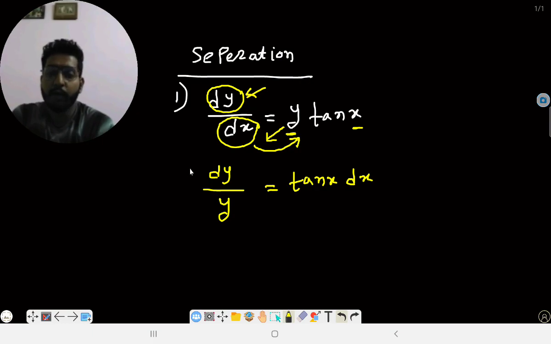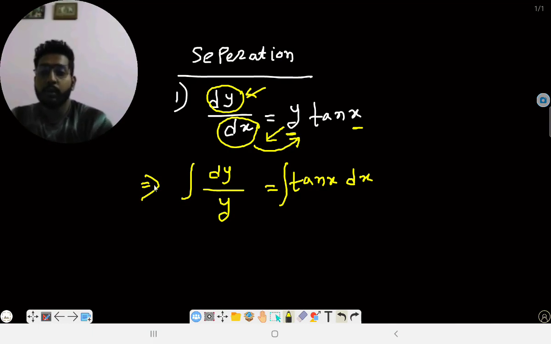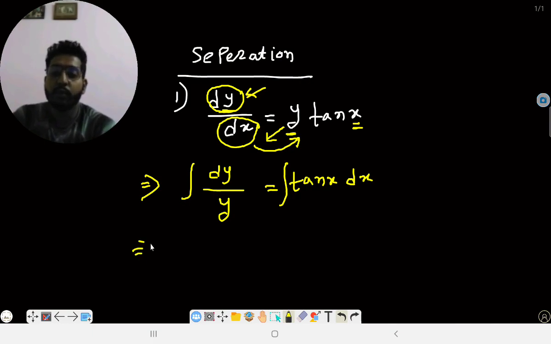Now integrate both sides. What do we need to do first? First we have to separate according to the variable. If there is y, we separate it with dy, and if there is any x, we separate it with dx. So dy by y equals tan x dx. Now separation is done. After this we have to do the integration. What is the integration of 1 by y? That will be log mod y equals, now this one, tan x.